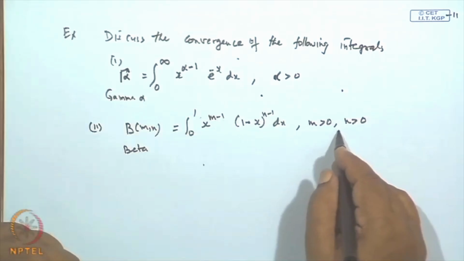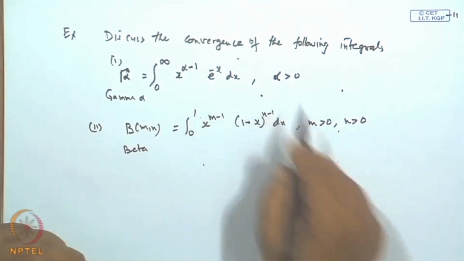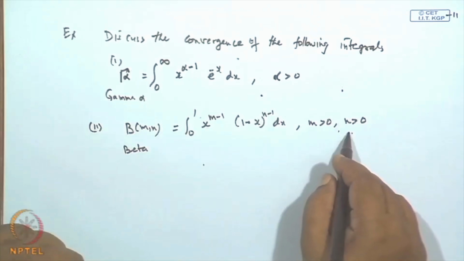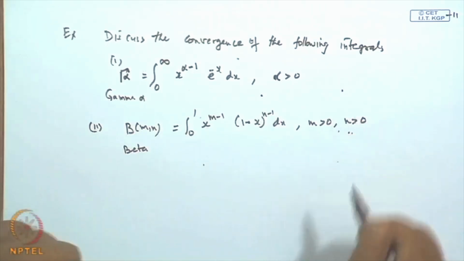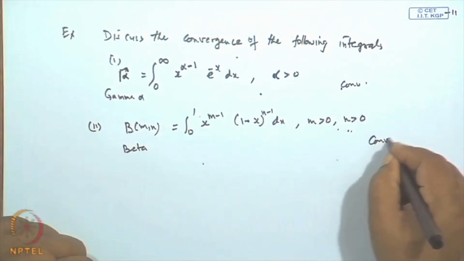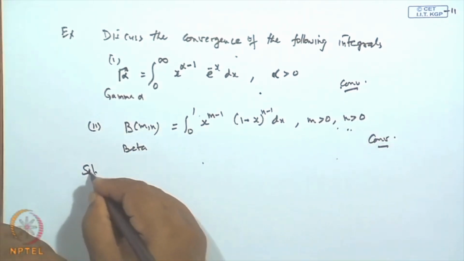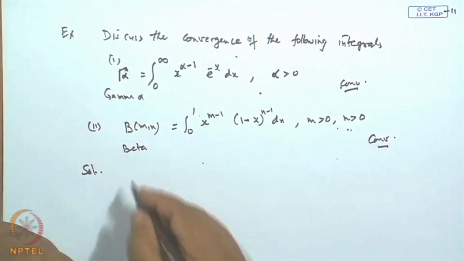This converges when alpha is greater than 0. This converges when m is greater than 0, n is greater than 0. So basically this is convergent, this is convergent. Okay, this we will test. So the solution is, first one.